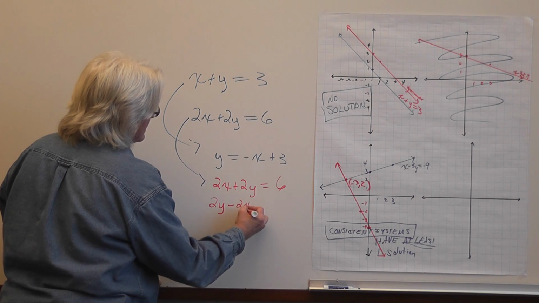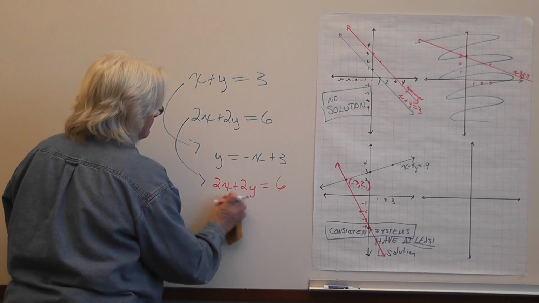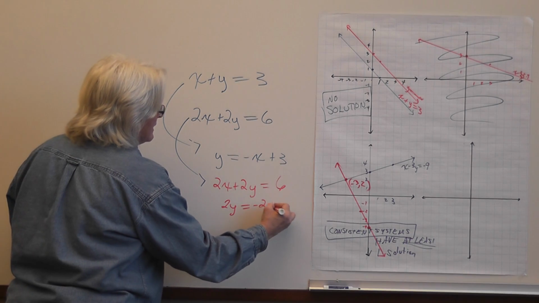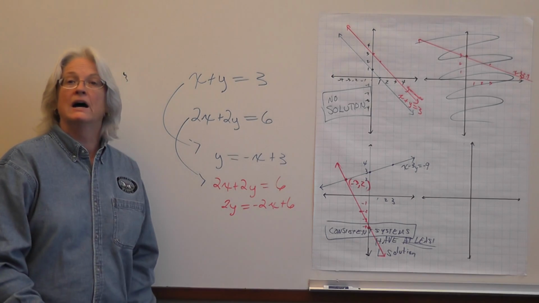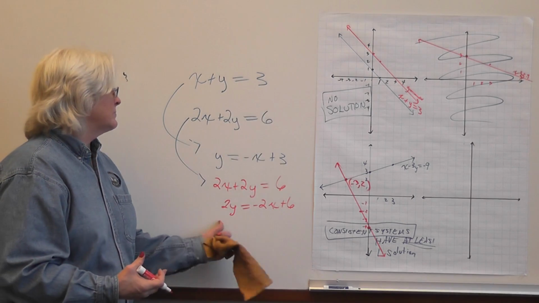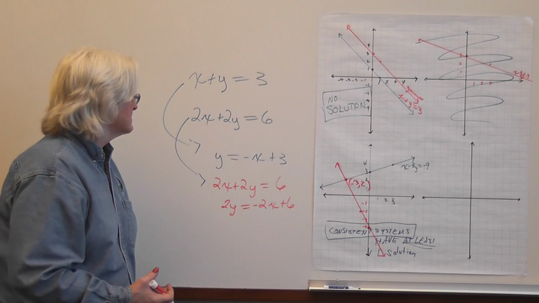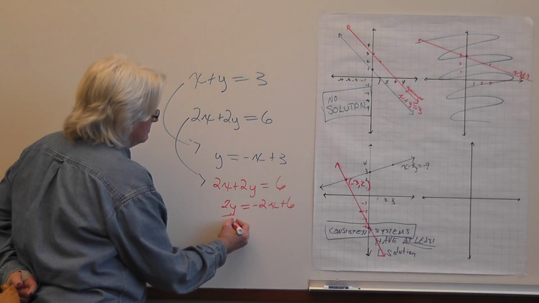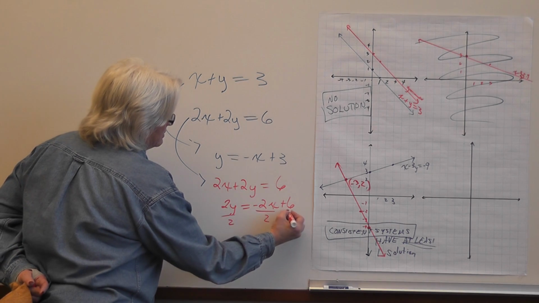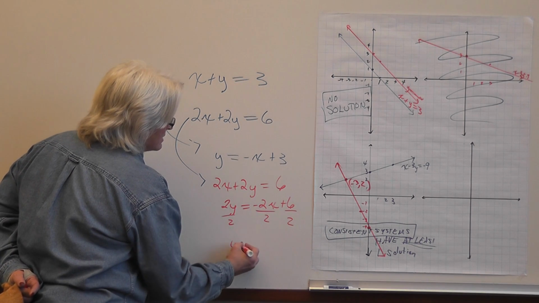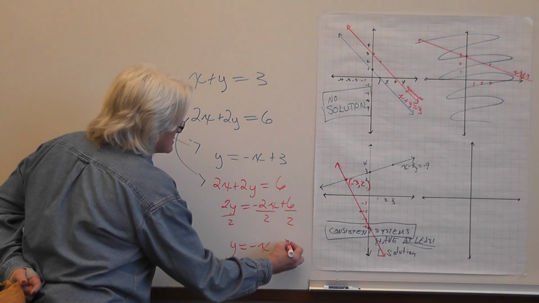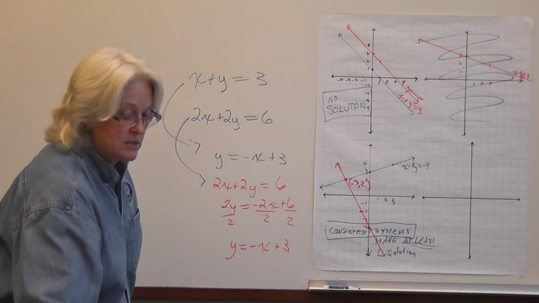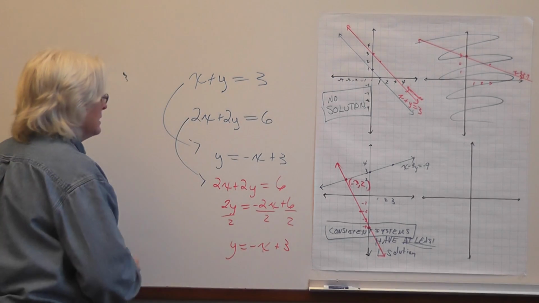2y is equal to -2x plus 6. I subtracted the 2x from both sides of the equation. We have to divide both sides of this equation by 2. But would you look at this? y is equal to -x plus 3. This is very, very key.